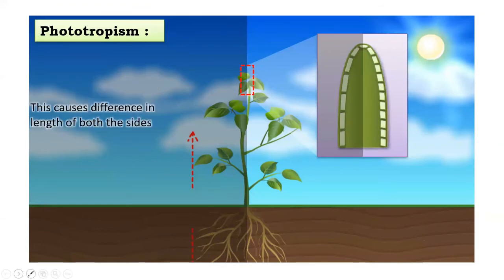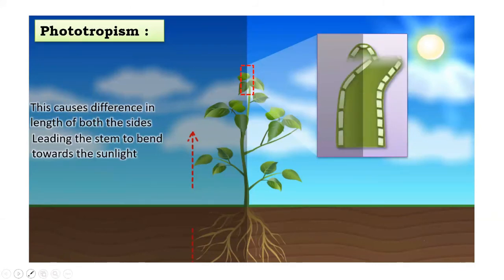Okay, so this causes a difference in the length of both sides, leading the stem to bend towards the sunlight. Let's go through these slides, then I'll explain in detail. So there will be bending of the stem. Let us recall everything again. We saw that this was the tip of the stem. The right side was the brighter side, and the left side was the darker side by comparison. Both sides will have sunlight, but the intensity of sunlight will be more on the right side, in our example.